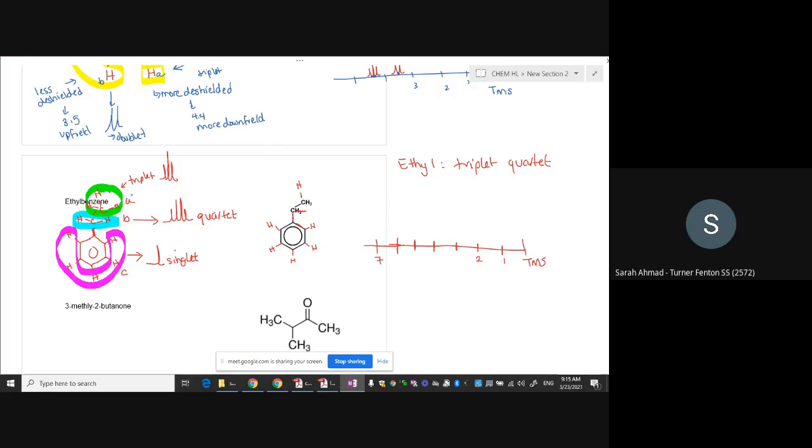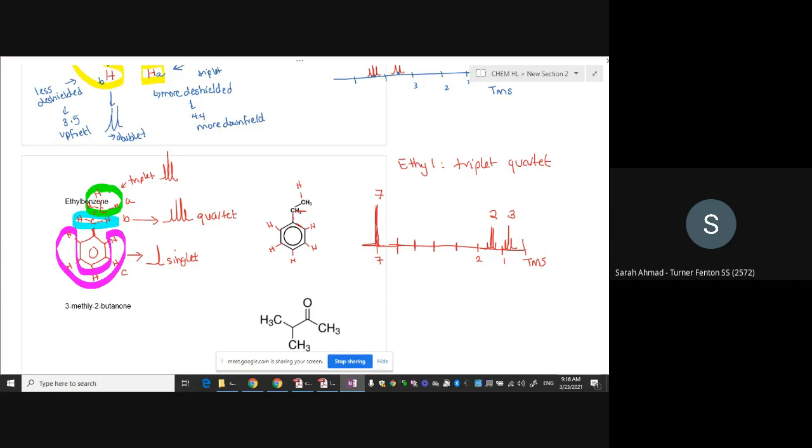So really, we're anticipating a triplet around this area, right? And then we're anticipating a quartet around this area here. 1, 2, 3, 4. And then I'm anticipating a singlet right here. And I'm drawing the peak height a little bit higher because the area under the peak will give you a ratio, right? So this will be a 3 to 2 to 5 ratio.